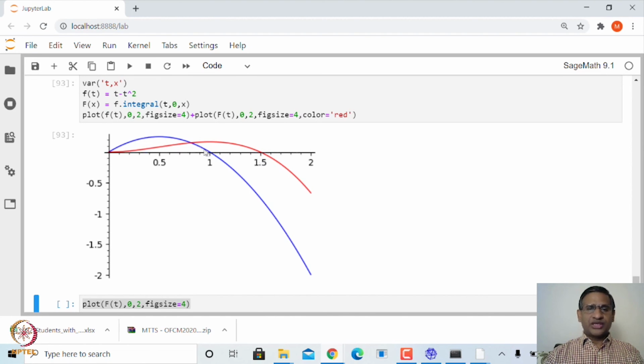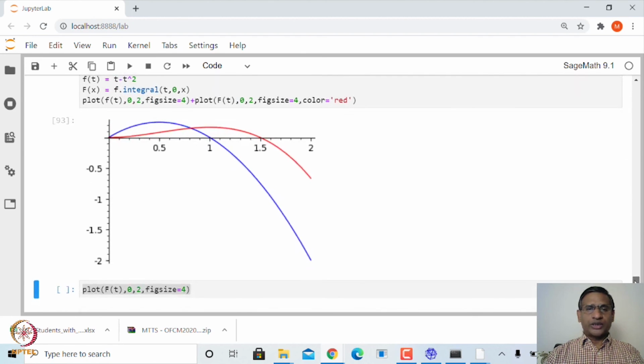You can see here that at this point small f goes negative. Before that, this indefinite integral, that is the area capital F(x), will go on increasing, whereas the moment the function becomes negative, capital F(x) will start decreasing. So that is the point. Here the point is 1. At 1 the capital F(x) will start decreasing, right.